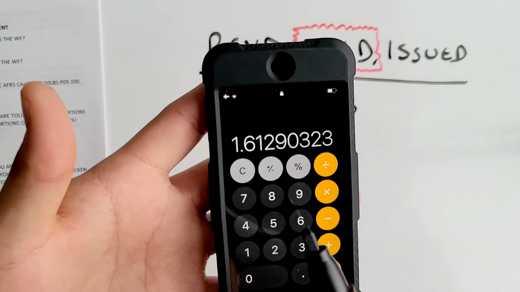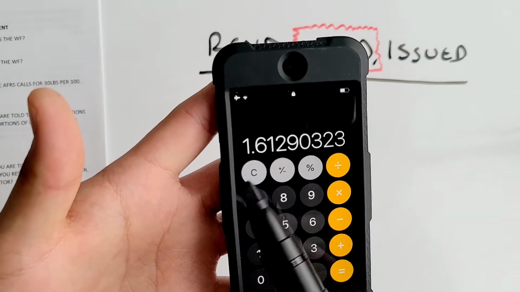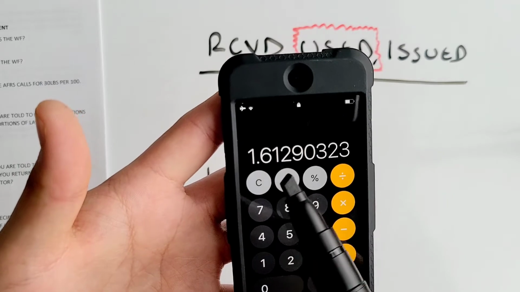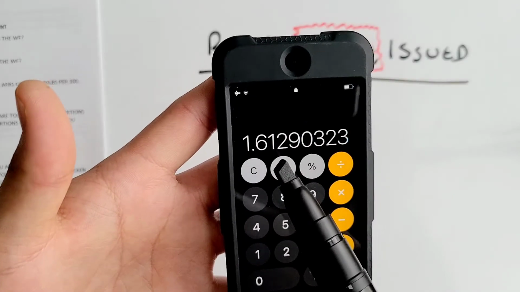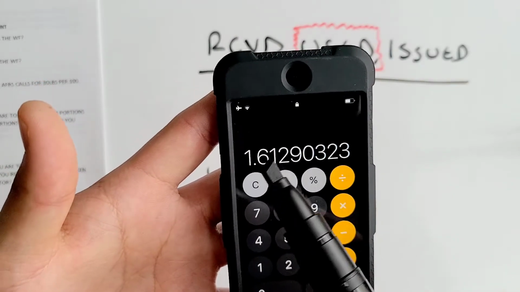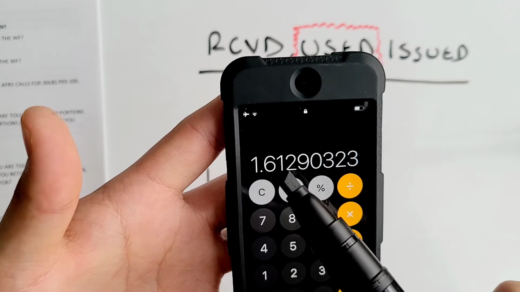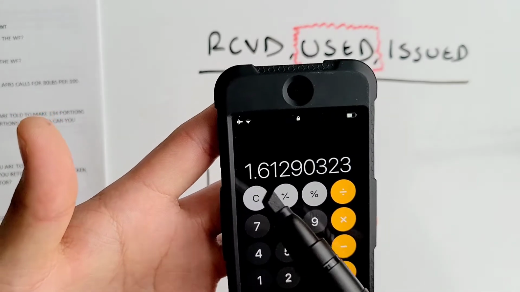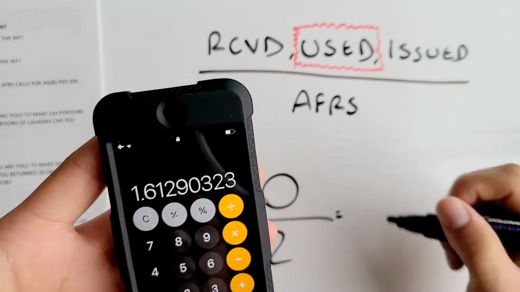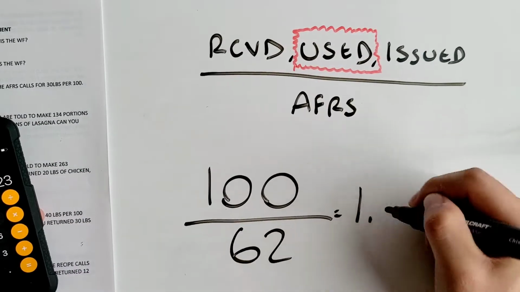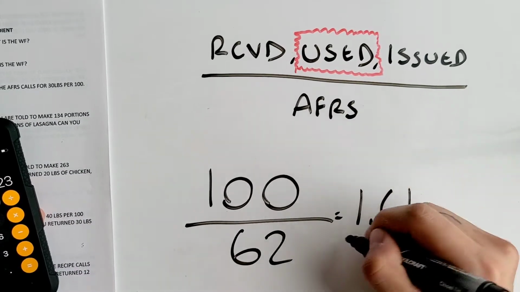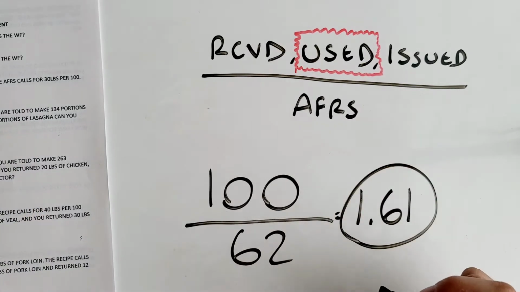That's going to equal 1.61290. So again, we always round this to the hundredths place, so the two numbers after the decimal. And your third number, if it's 5 or above, you have to round this up. If it's 4 or below, you round it down. So we're just going to leave this number like that. So we end up getting 1.61. So that is your final answer for this problem.